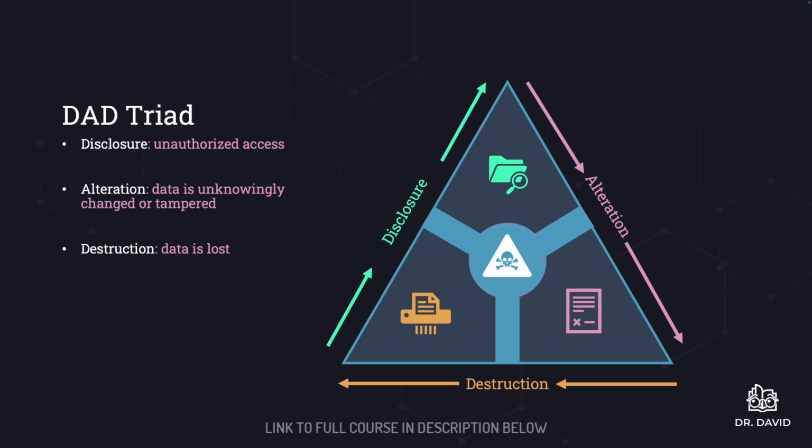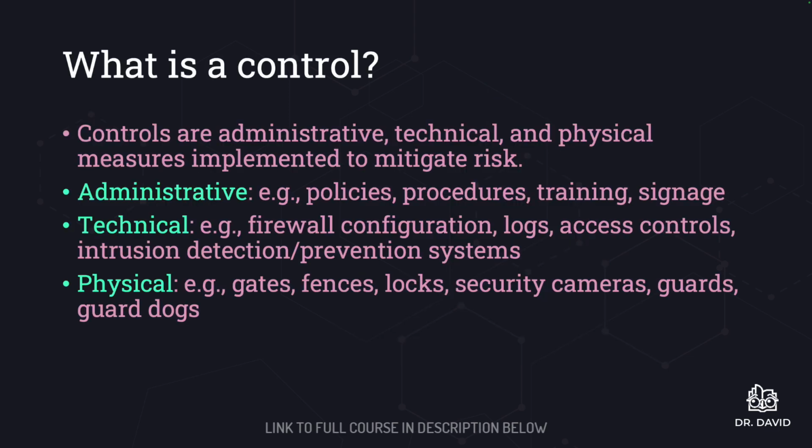Now, a network can be shut down and the data is unavailable because there's no electricity. In that case, the data is just temporarily unavailable, not destroyed. But of course, if the data is destroyed, if the servers catch fire, for example, then it is destroyed and no longer available. The final concept for this lecture is control.